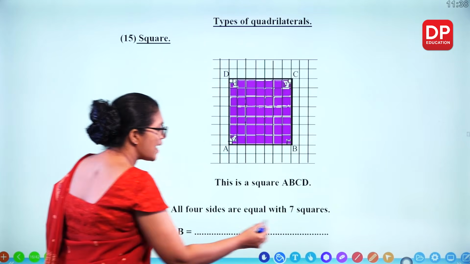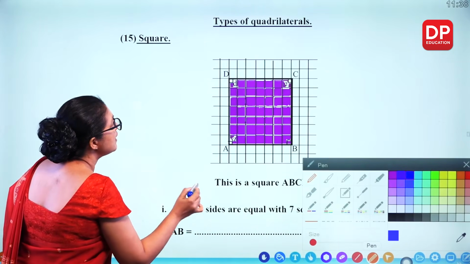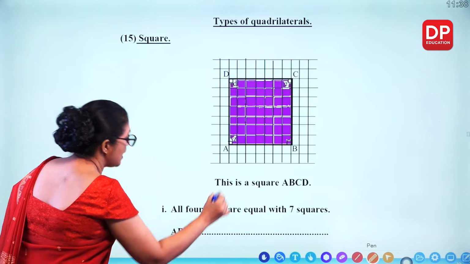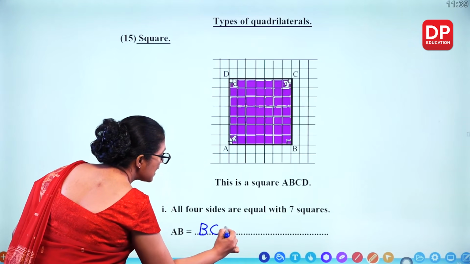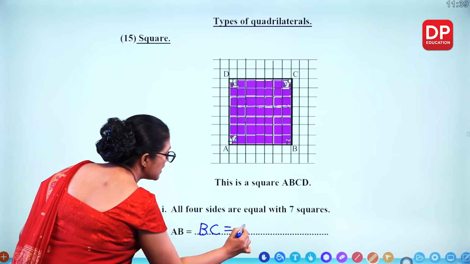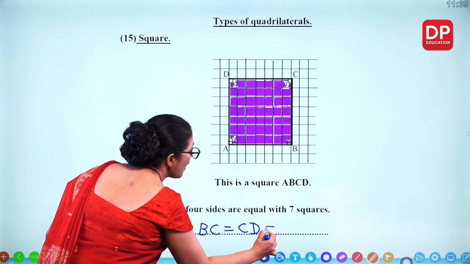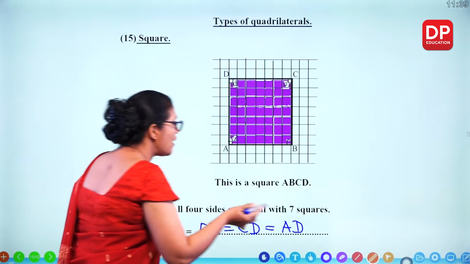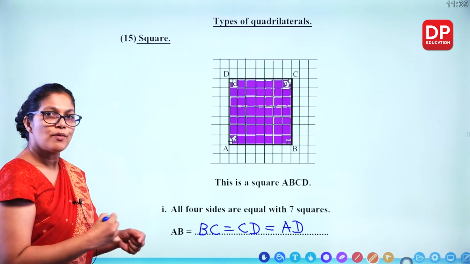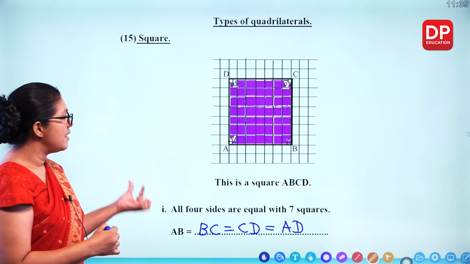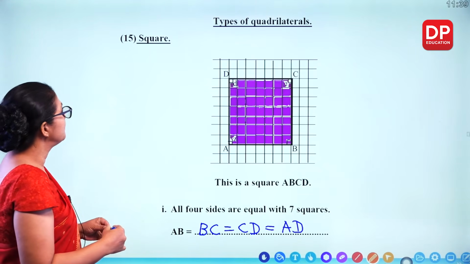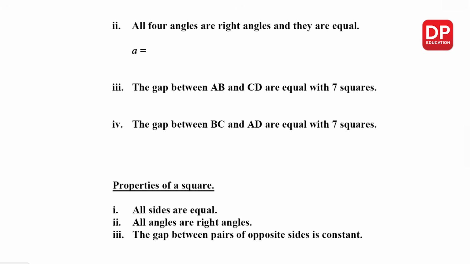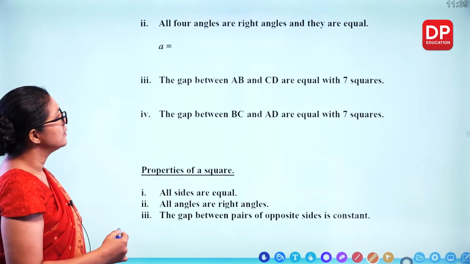So what are the sides? We can label them AB, BC, CD and AD. You can write DA also, or CB. You can change the letters, but the lengths are equal. All four angles are right angles and they are equal.